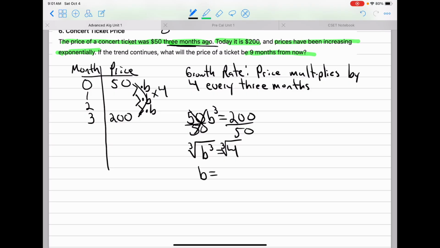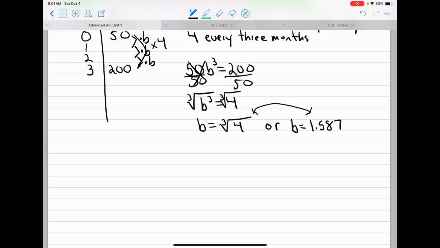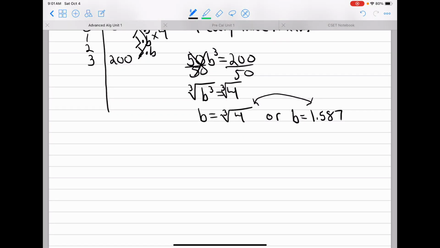So b equals, we can call it the cubed root of 4, or if you calculate the cubed root of 4, let's go ahead and do that. So on your phone calculator, figure out what the cubed root of 4 is. And the cubed root of 4 is about b equals 1.587. Both of these things are the same. The cubed root of 4, which is about 1.587. So we're going to look at 2 ways to write this, right?